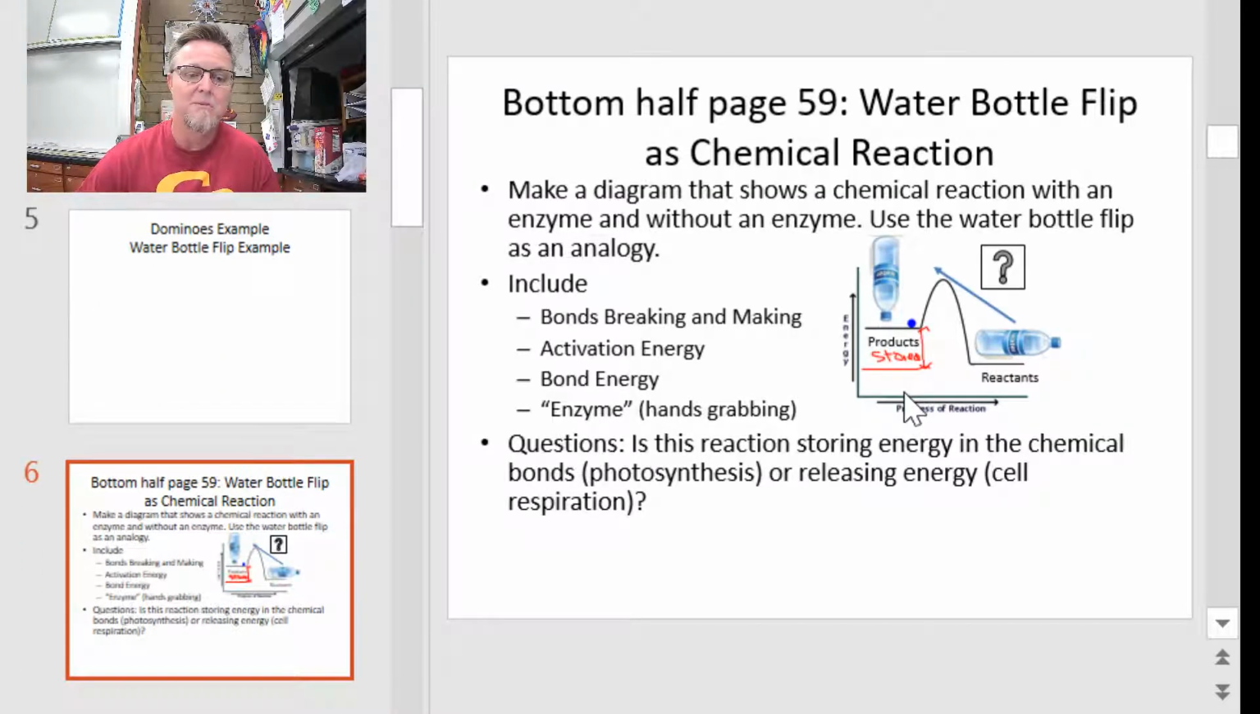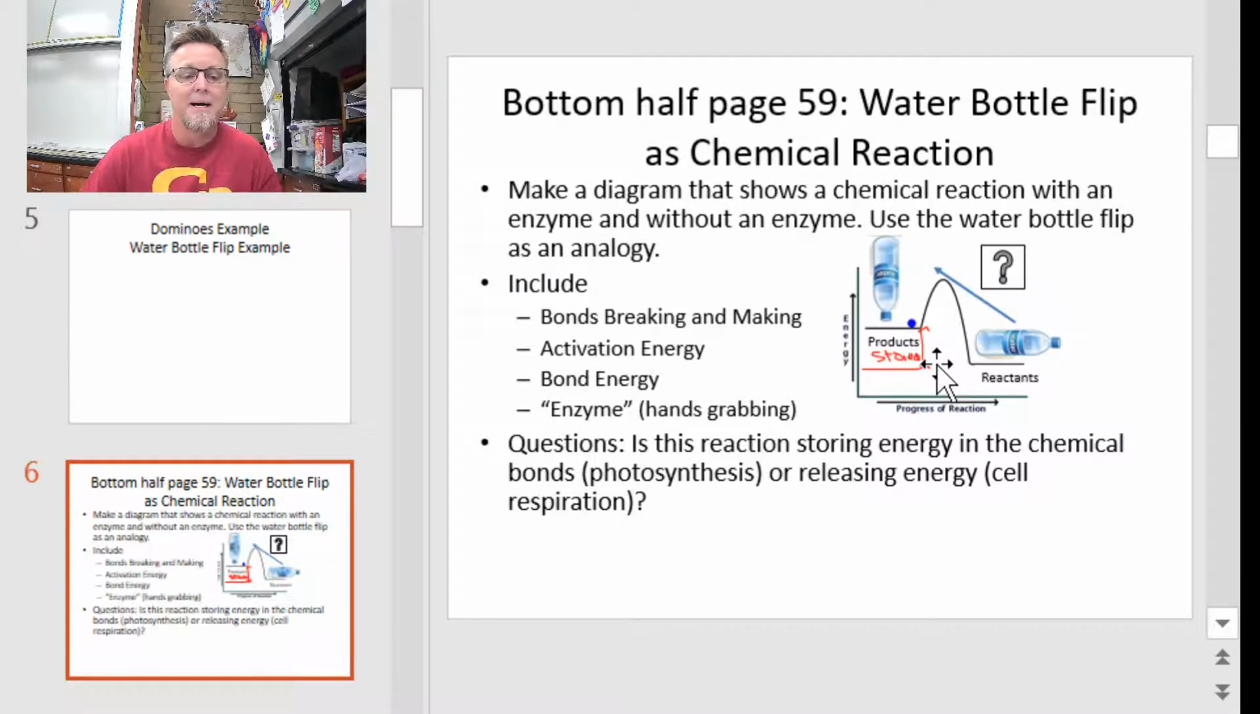In terms of a water bottle flip as a chemical reaction, basically what you're going to do is you take the water bottle, right, and you flip it in the air, okay? So I want you to make this diagram that shows a chemical reaction with an enzyme and without an enzyme, and use the water bottle flip as an analogy. I want you to include the bonds breaking and making. I want you to include the activation energy, the bond energy, and the enzyme, which is your hand grabbing it.